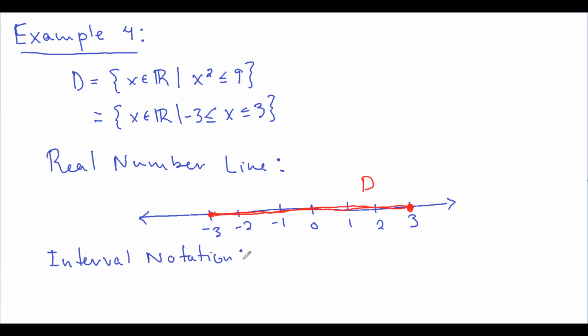And it is a much shorter way of describing sets of real numbers. If I wanted to describe this set in interval notation, I would use a square bracket with -3, 3, and then another square bracket. And the reason why I'm using square brackets is to show that this set includes the endpoints.